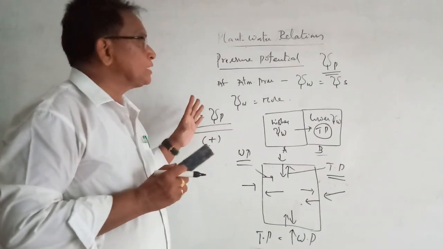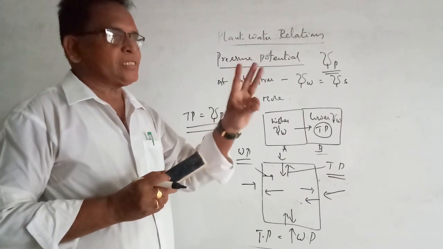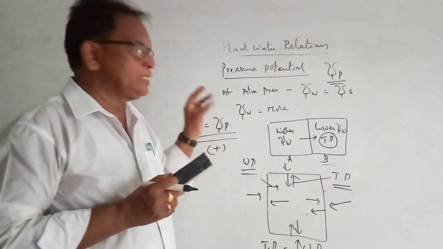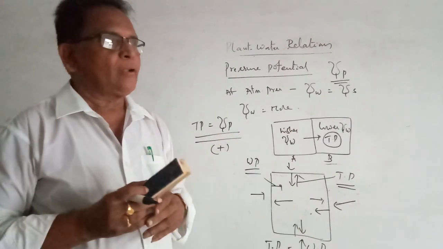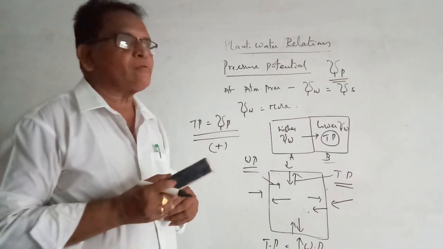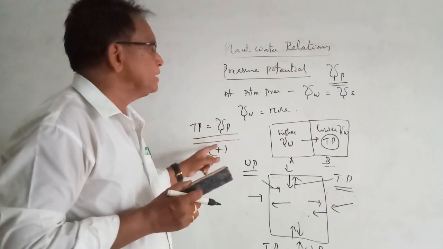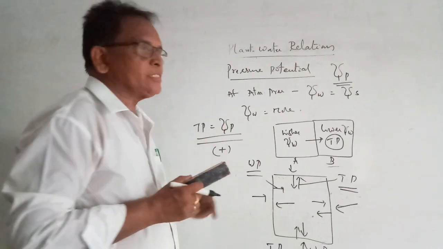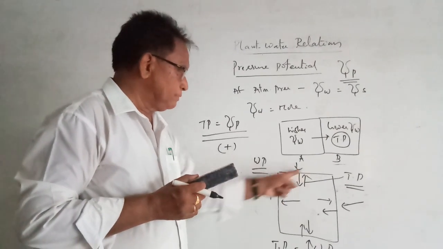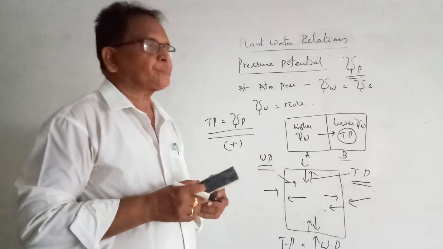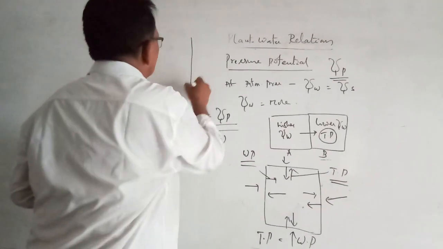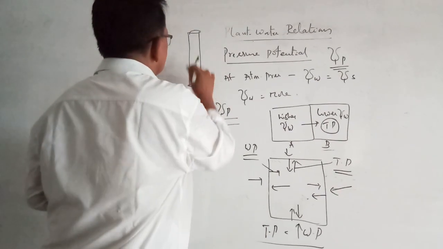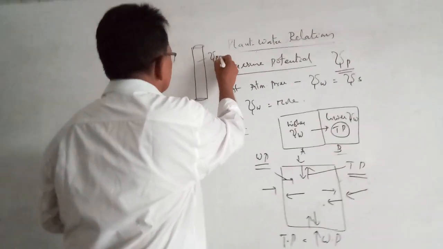So far we have discussed three types of potentials: water potential, solute potential and pressure potential. Water potential and solute potential are always negative, but this pressure potential is always positive and it can be measured in bars or megapascals, and it is always positive in the case of plant cells which are surrounded by cell walls. Suppose it is a xylem vessel, it is open at both of its ends. So in the case of xylem vessel, this pressure potential is negative.